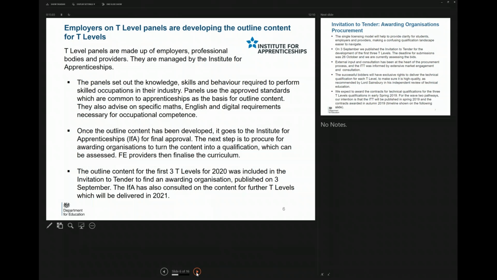And then that content forms a really important part of the procurement exercise that we or the Institute will run in order to select the awarding organisation or exam body who will turn this outline content into the qualification. And we are at various stages of those procurements depending on the subject. The outline content for the first 3 T-levels, which will be delivered from 2020 onwards, we've already had the procurement out to find an awarding organisation for those, and are due to announce the outcome of that fairly shortly.